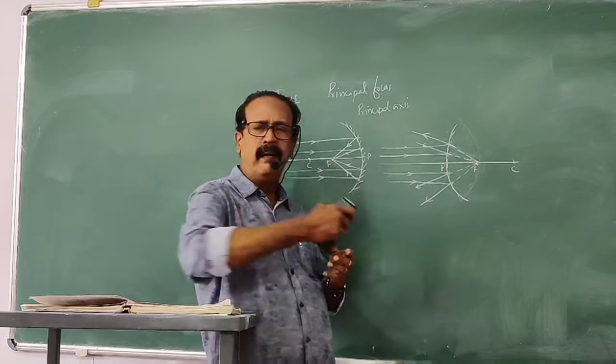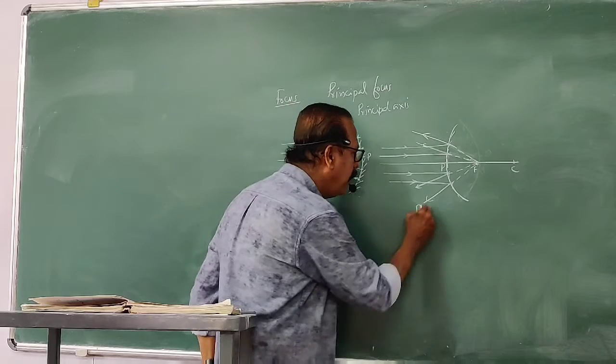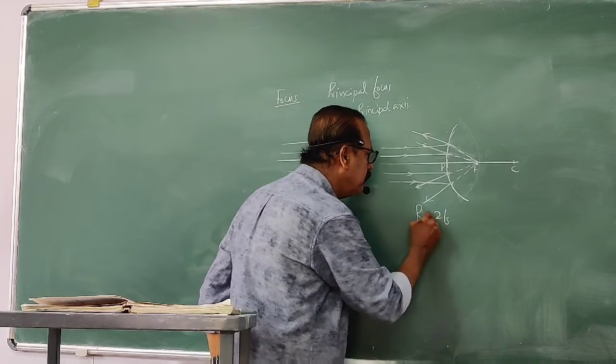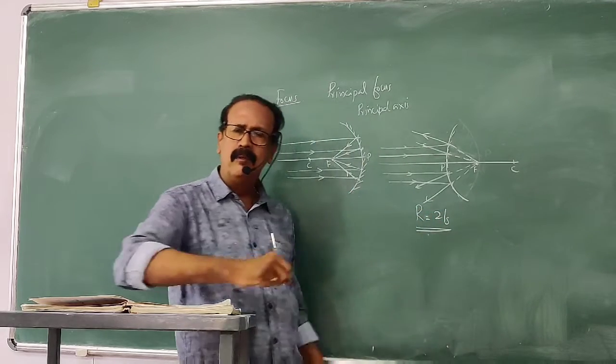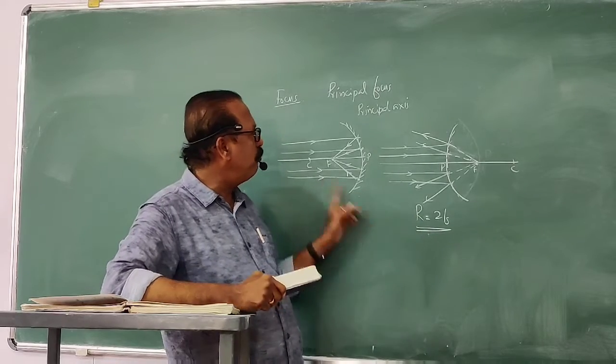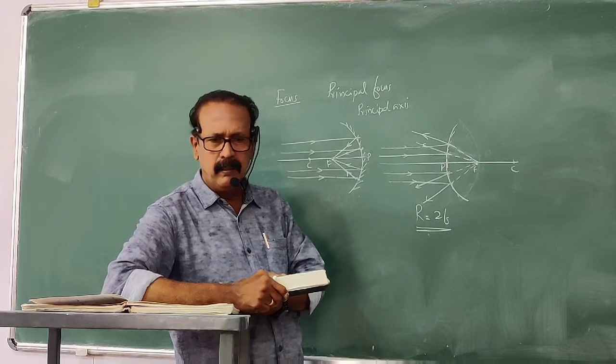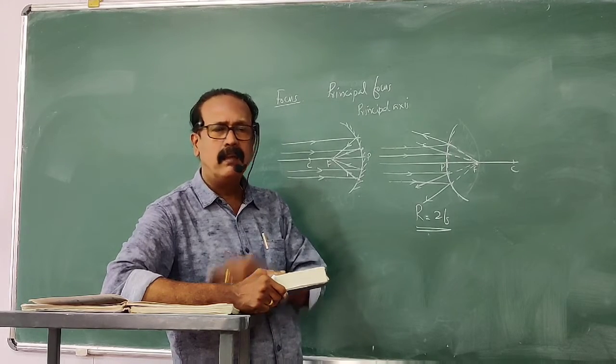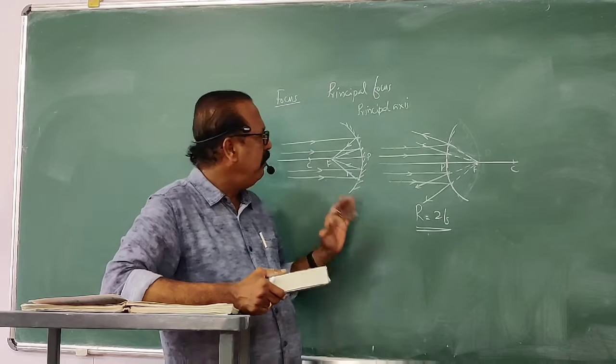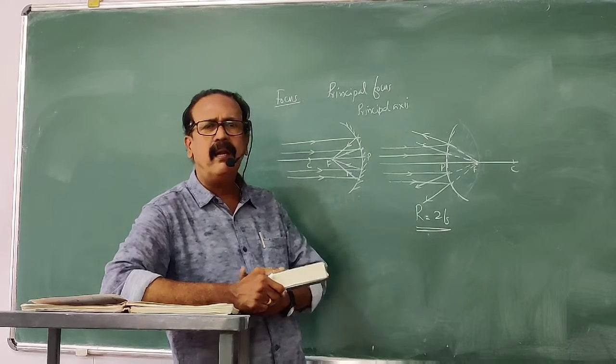But for convex or concave, this property is obeyed: R equal to 2f. You can take this property for both. R equal to 2f is true for convex as well as concave. Up to this, we have seen in the live classes for 10B.